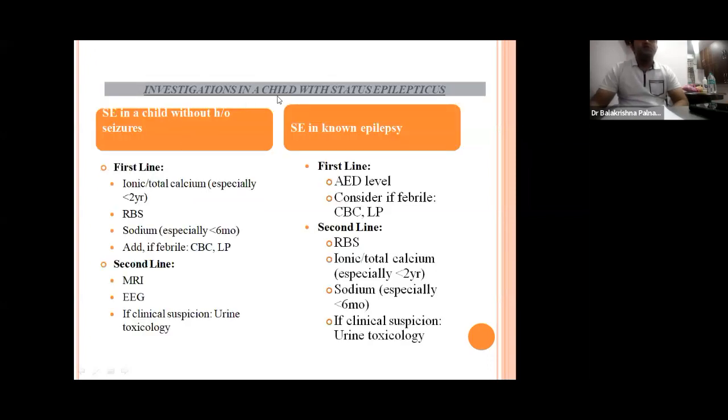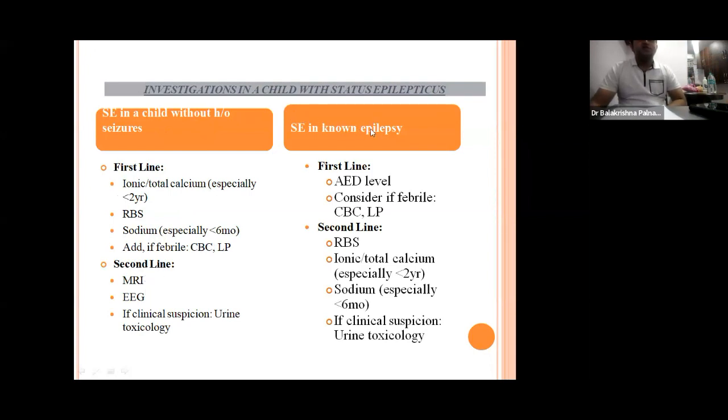Investigations in a child with status epilepticus: simple investigations for any child without history of seizures, the simple first line investigation should be very simple. Ionic or total calcium, especially less than 2 years. Check RBS and sodium, and if febrile, you need to do CBC, CRP, and lumbar puncture. Second line, you have to go for MRI and EEG.